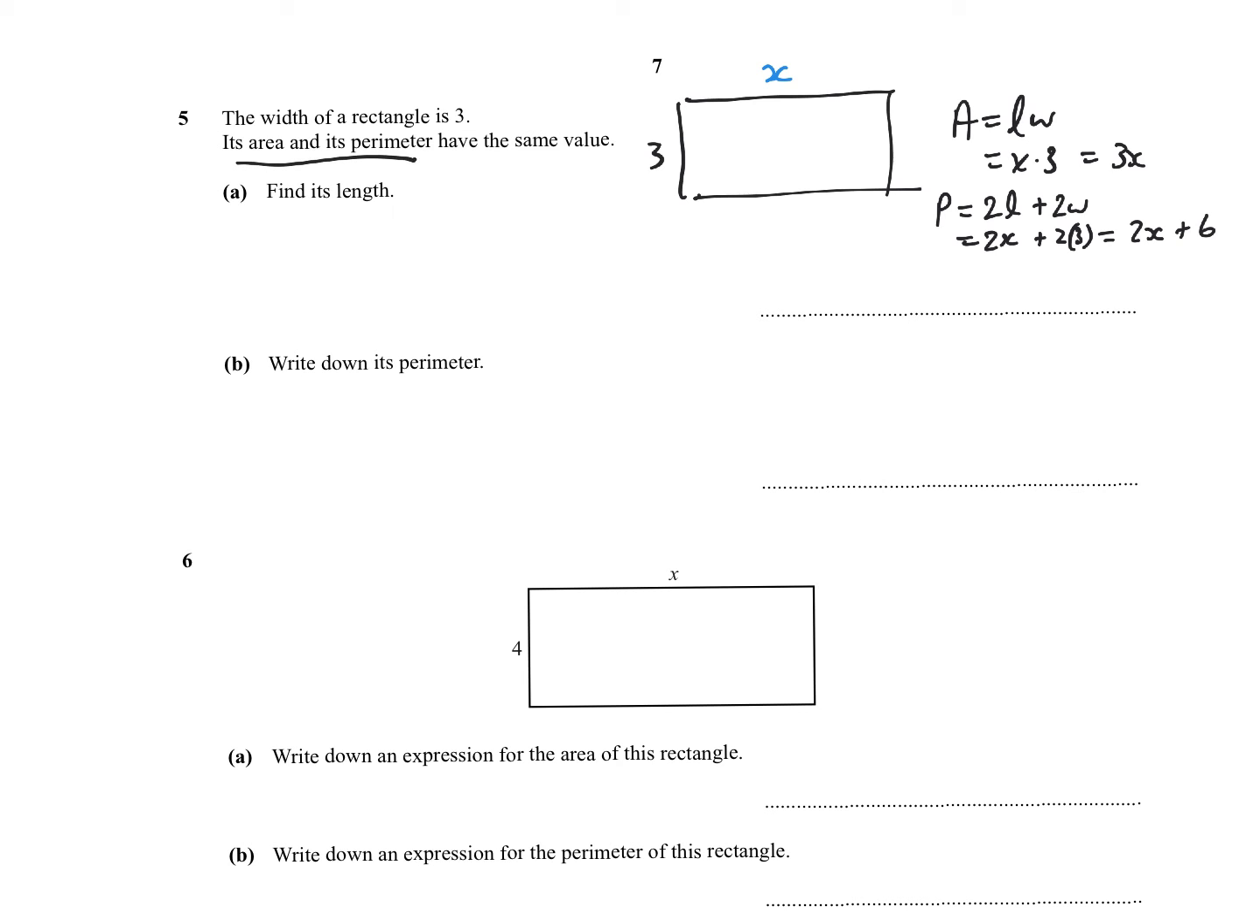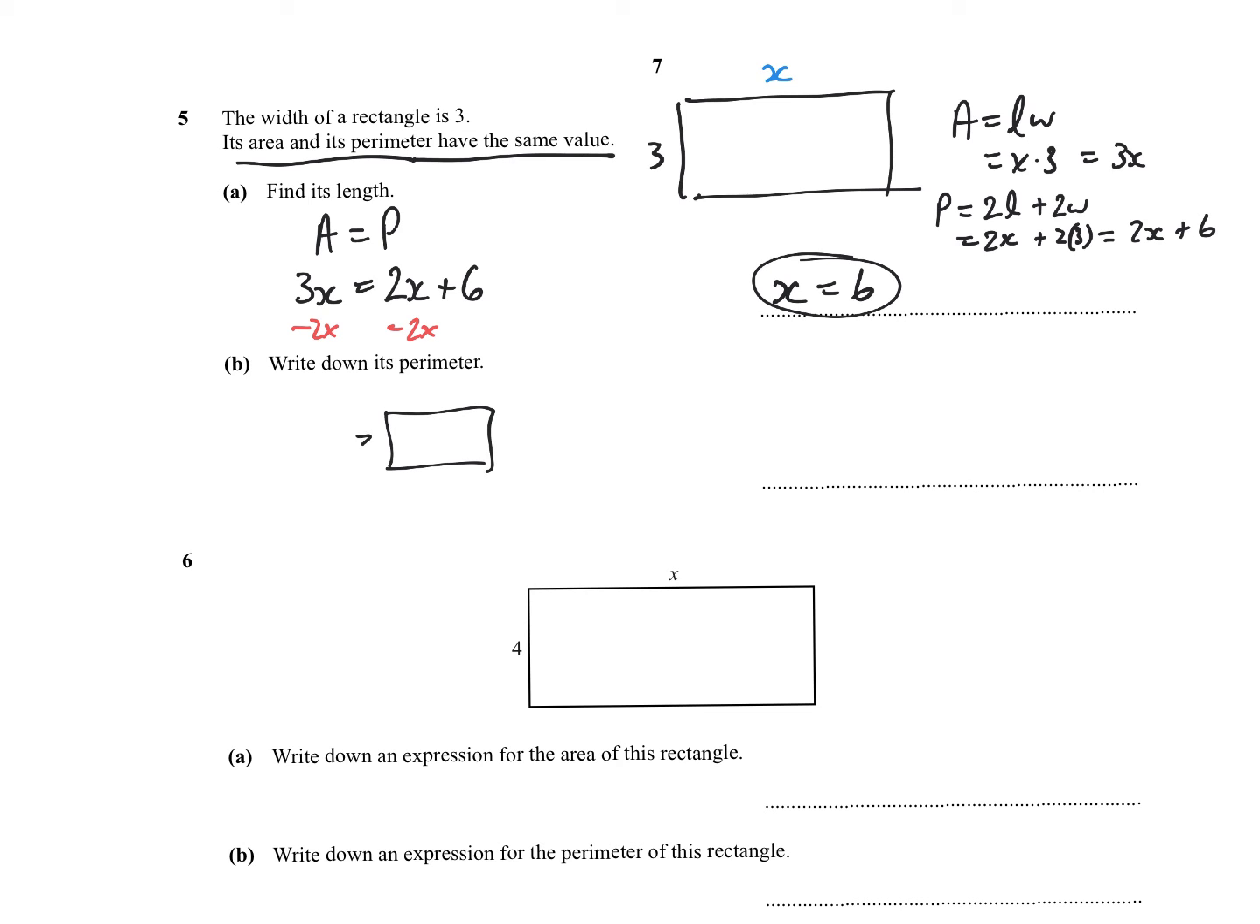And the area and the perimeter have the same value. So the area is equal to the perimeter. 3x is equal to 2x plus 6. I'm going to subtract 2x on both sides, and I'm going to get x equals 6, which is the length. And then it says write down its perimeter. Well, 3 and 6. 6 plus 6 is 12, plus 3 plus 3, which is 6, 18.